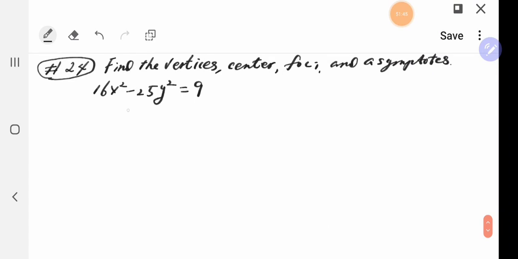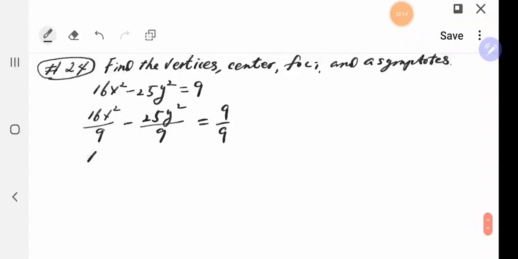Let us divide this by 9 because the constant is 9. We want to make the right-hand side of the equation 1, so divide each side by 9. Then 9 over 9 is equal to 1. Okay, x squared must be 1, so we will divide by 16. Divide both top and bottom by 16 for the first term.